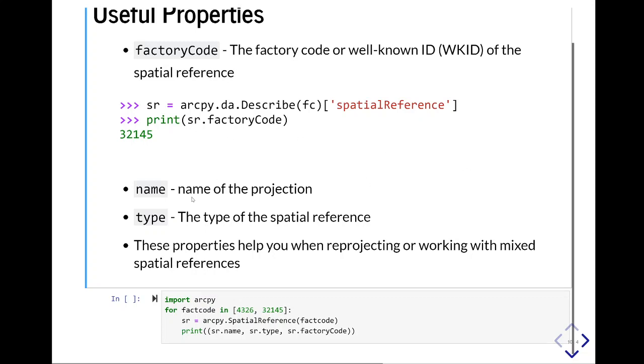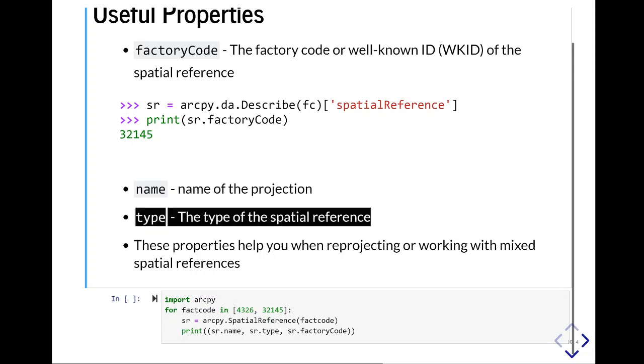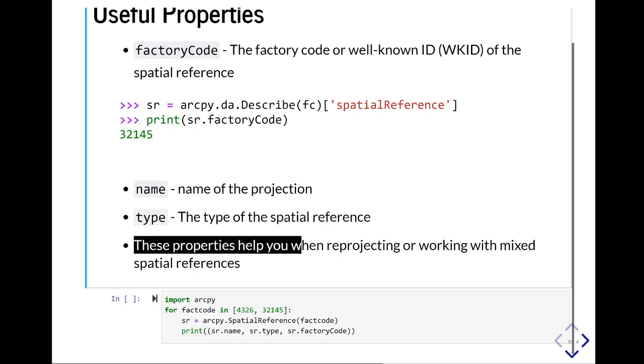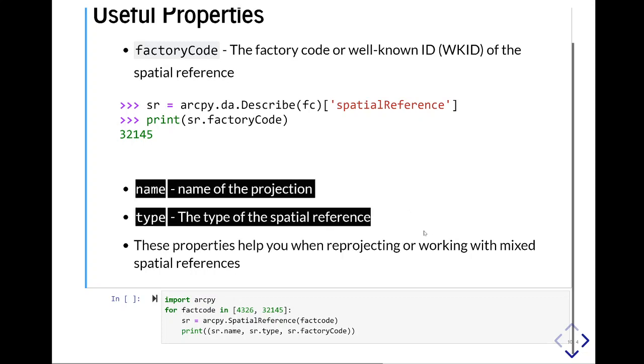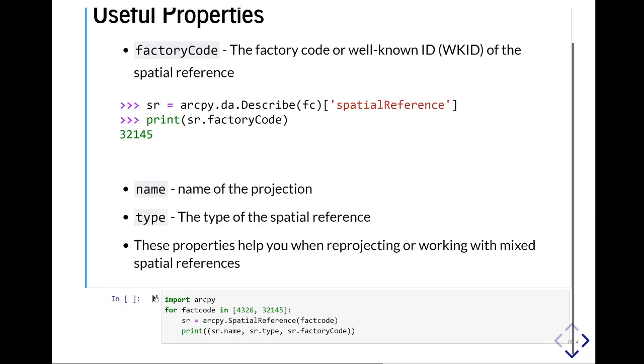Some other important properties are the name, so the name of the projection that you're using, and the type. And these are going to help you in a lot of different ways, but one of the biggest reasons you would want to know this information is because if you have to change the coordinate system that your data is in, you need to know where you came from in order to properly change it into what you want.